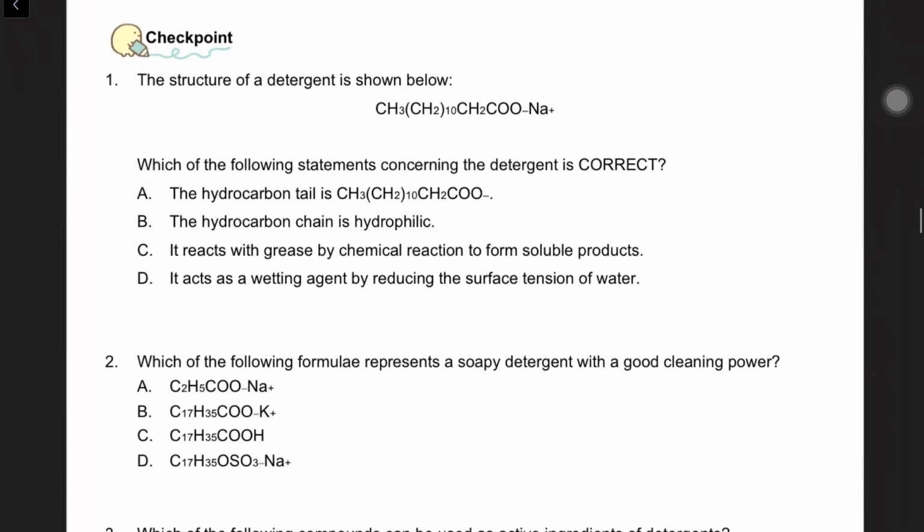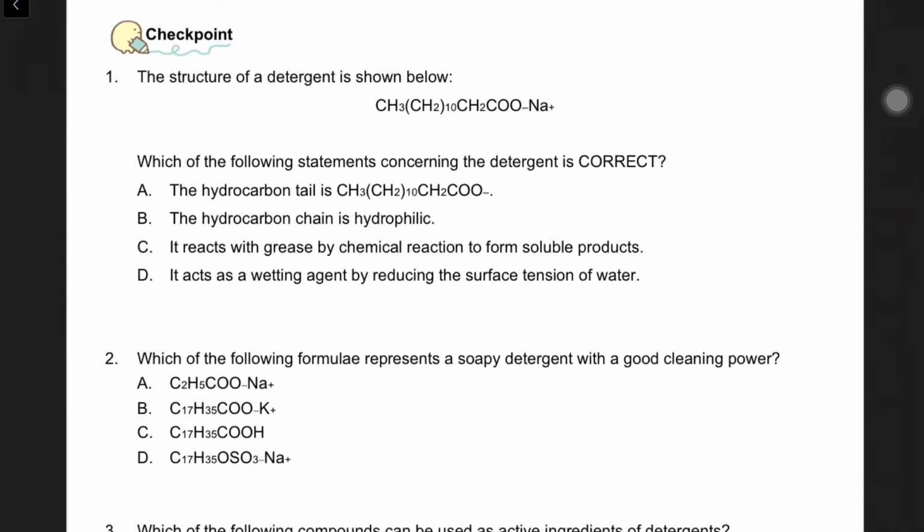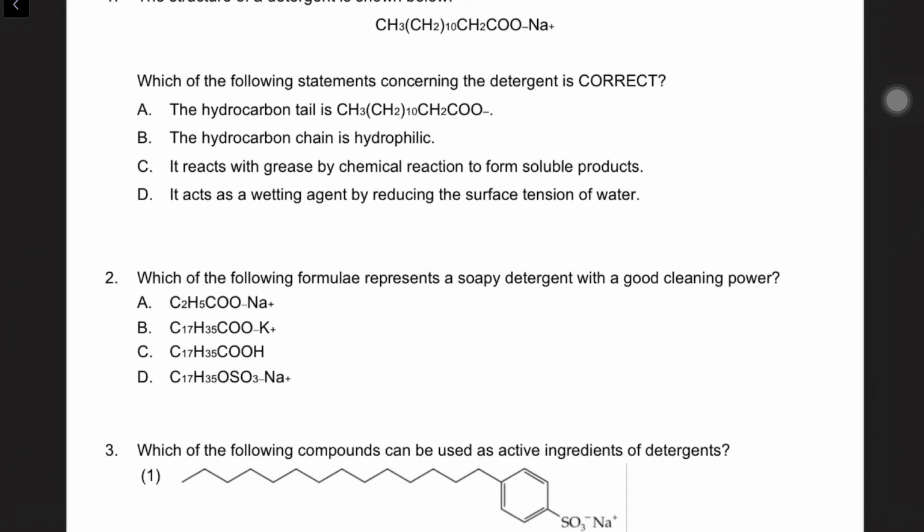The first one, the structure of detergent is shown here. So which sentence is correct? The hydrocarbon tail, is it this one? Well, the answer is no, because the hydrocarbon tail should not include the ionic head. The second one is the hydrocarbon chain is hydrophilic. So again, I think all of you can figure out this is something wrong.